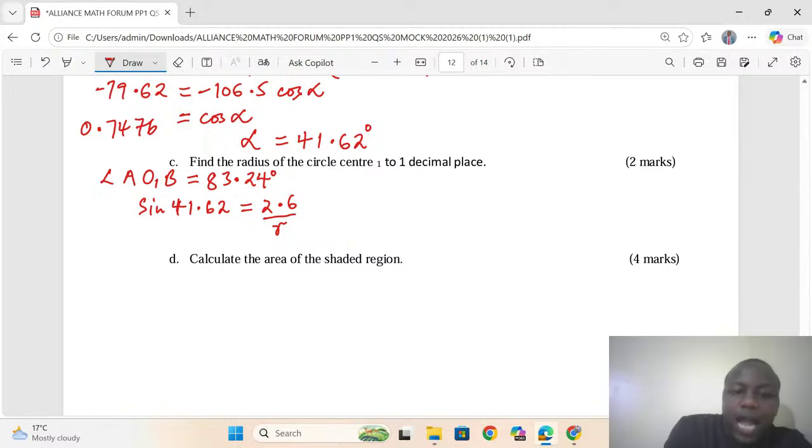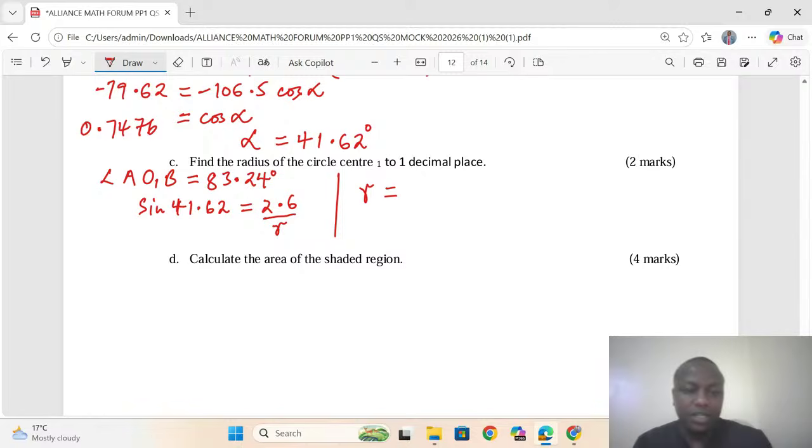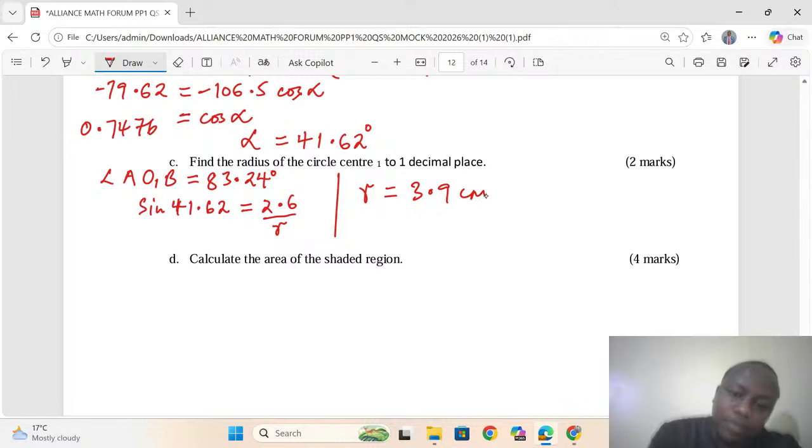So we can multiply by R, so that to remain with R, we need 2.6 divided by the sine of 41.62. This is equal to 3.9 to 1 dp. Exactly 3.9.